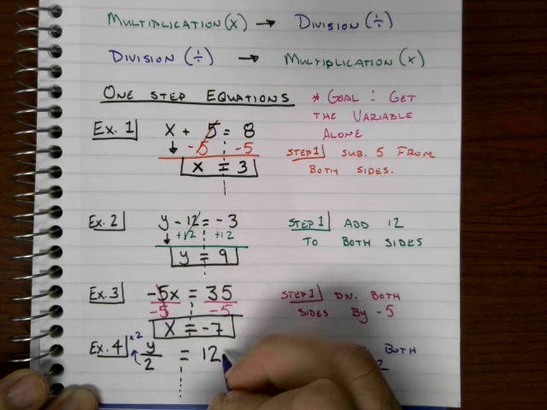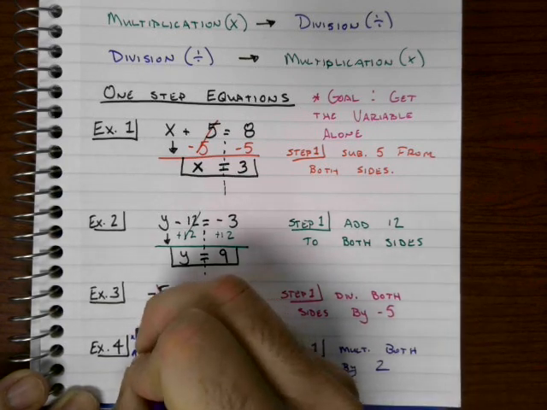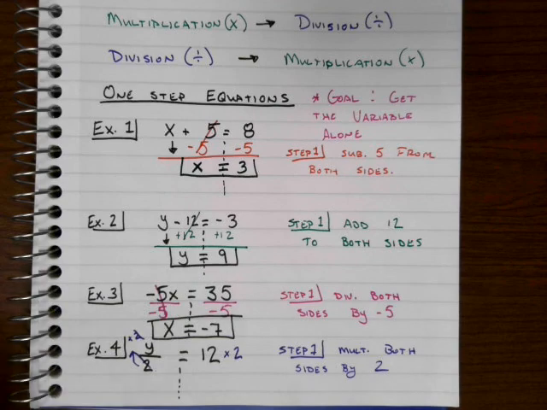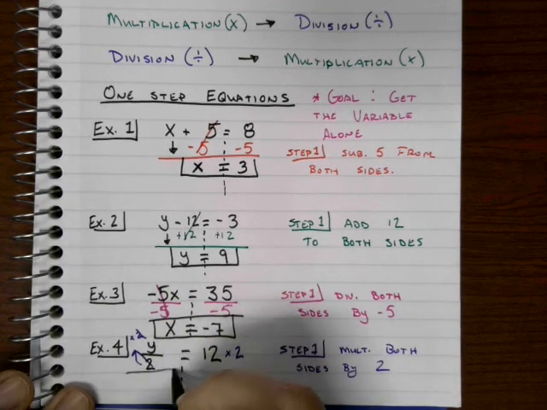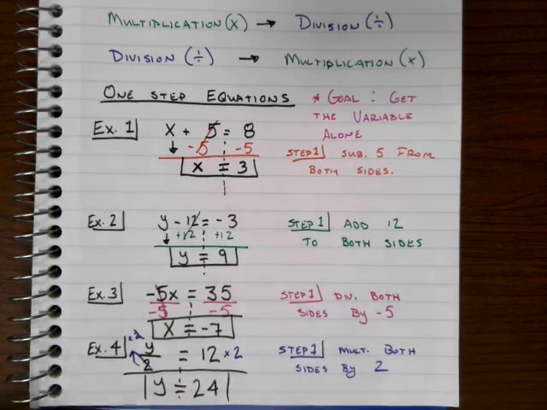And what I do to one side, I have to do to the other. These 2's will cancel. That leaves me with just y here. And 12 times 2 is 24. And that's my final answer there.